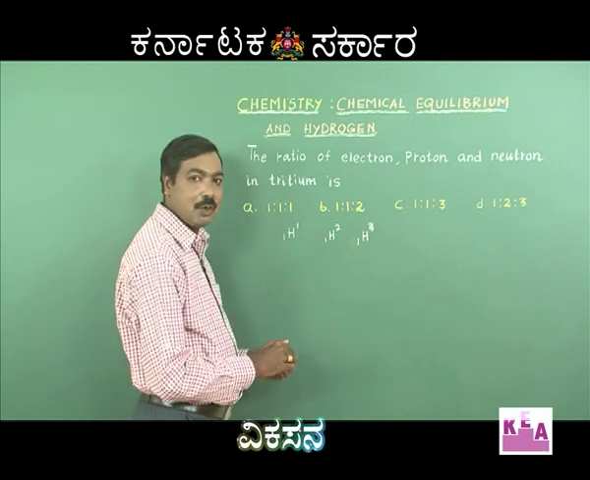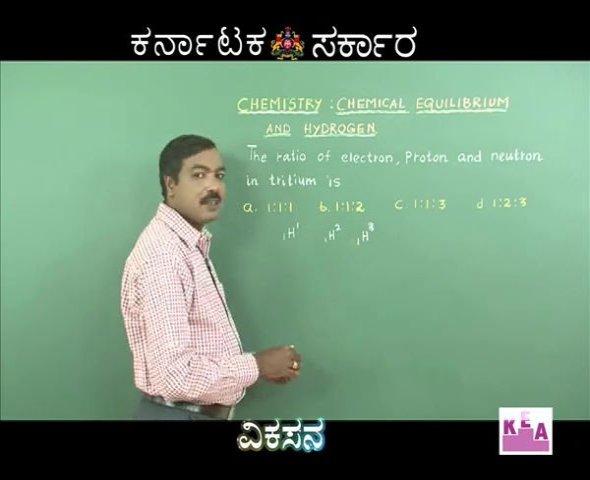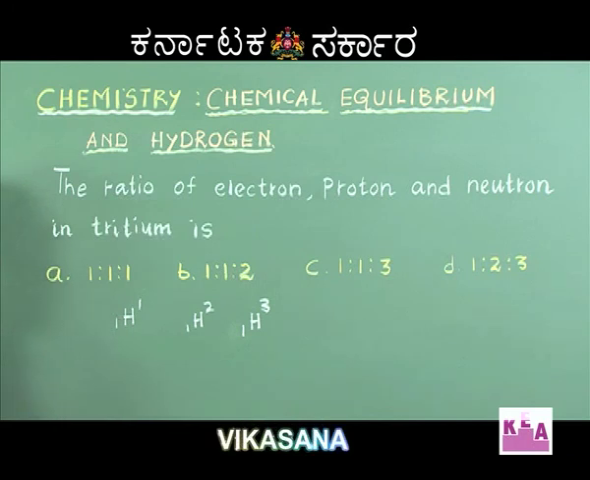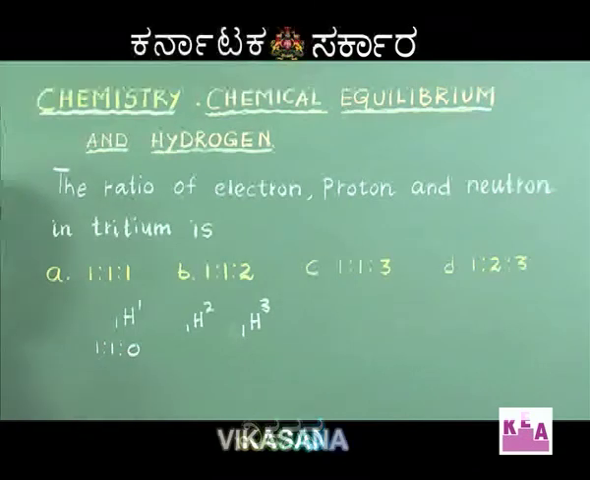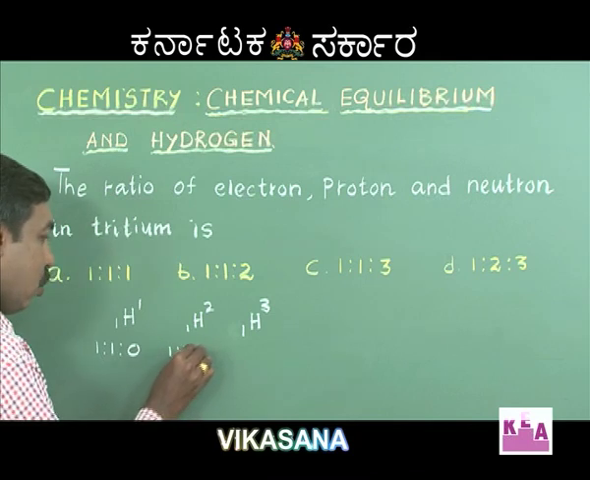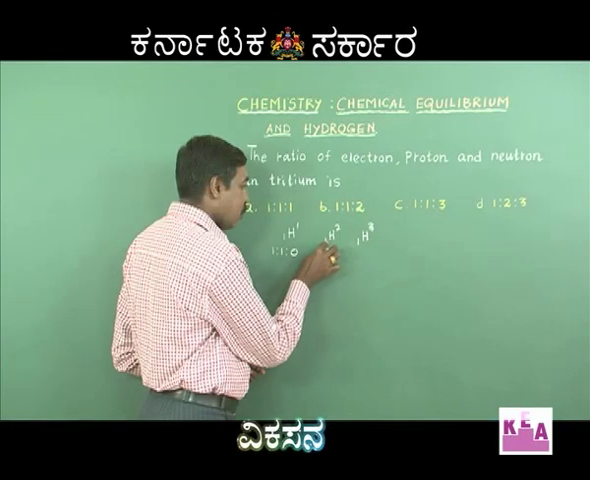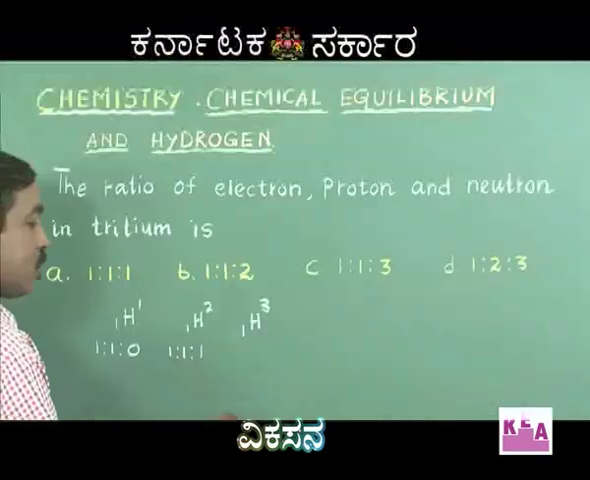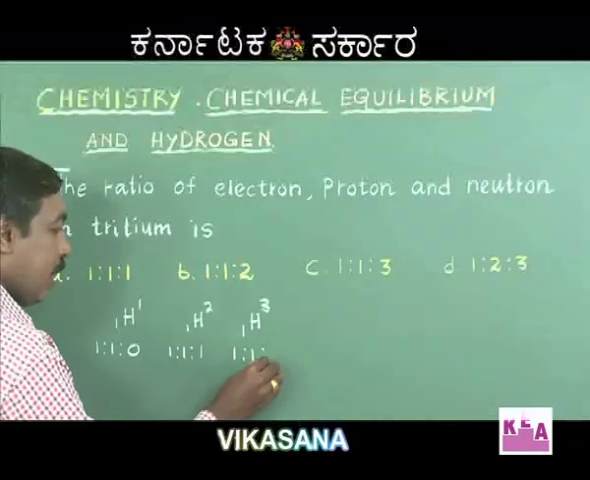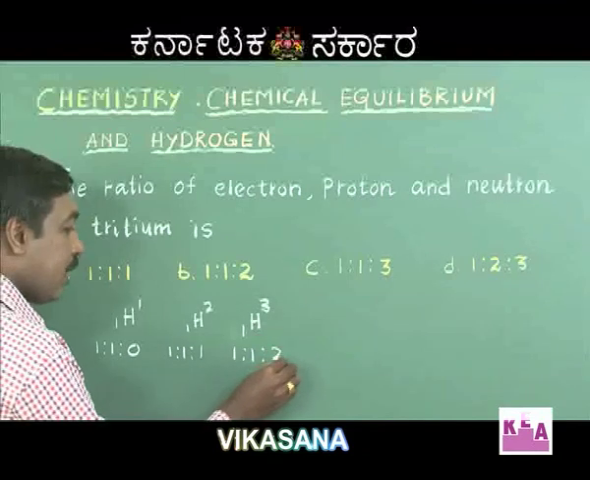Therefore, for protium, the ratio of electron to proton to neutron is 1:1:0, since the number of neutrons is 1 minus 1, which is 0. Come back to the next one, deuterium. It is 1:1:1, since 2 minus 1 is 1. Come back again for tritium, 1H3. It is 1:1:2, since 3 minus 1 is 2.